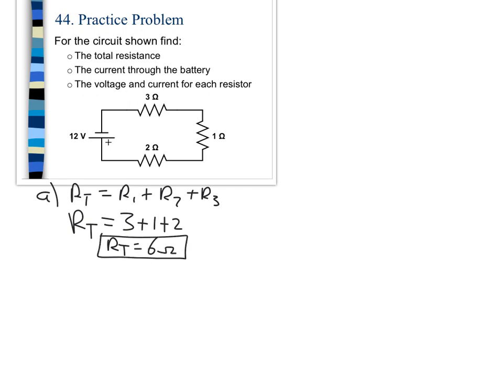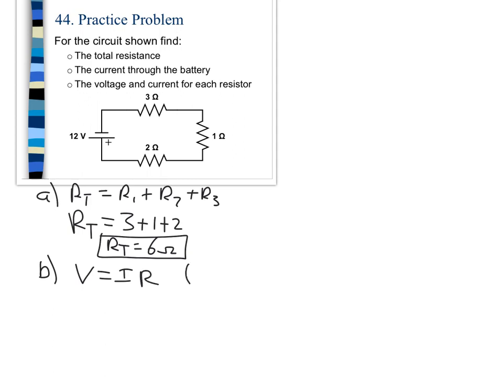To get the current through the battery, we're going to bring back Ohm's law, and you're going to see as we're doing a lot of these circuit analysis problems, we're going to very, very frequently be using Ohm's law, often repeatedly. So I'm going to say V equals IR.